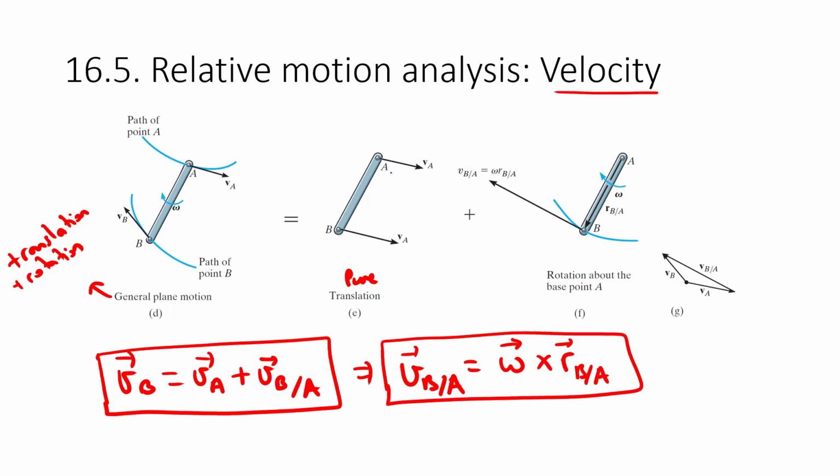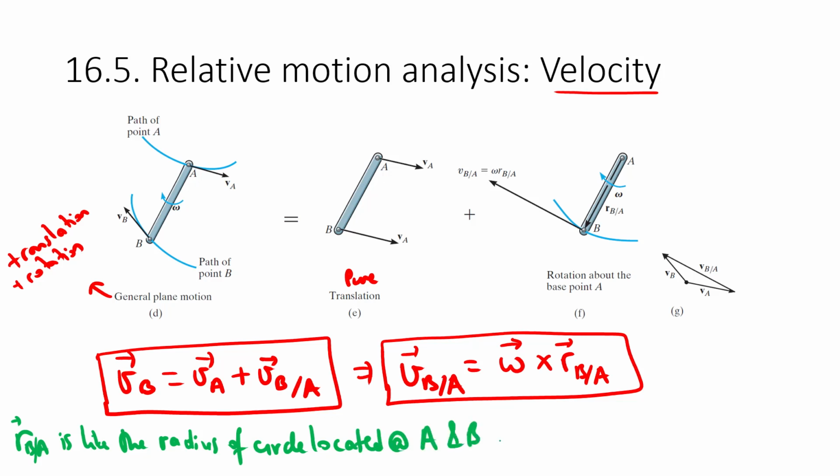Let me add a small note here. R_BA is like the radius of the circle rotated that will be located at A, and then B rotates around A. That is what R_BA means.